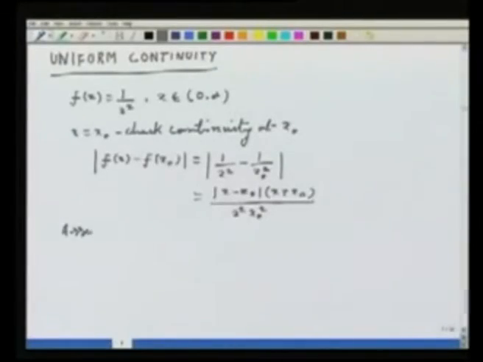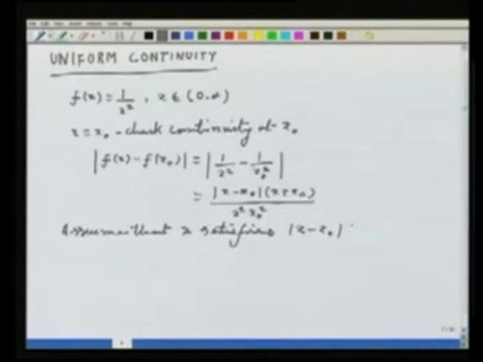Now let's assume that x satisfies the inequality mod of x minus x naught is less than x naught by 2. That is, x belongs to the interval x naught divided by 2 and then thrice x naught divided by 2. That is a choice of neighborhood.